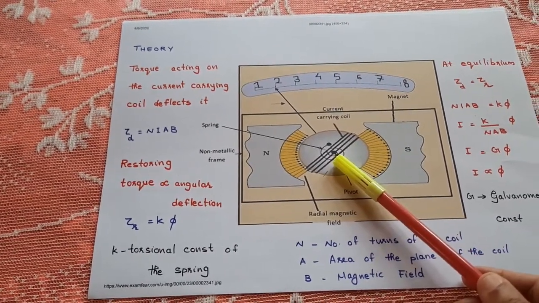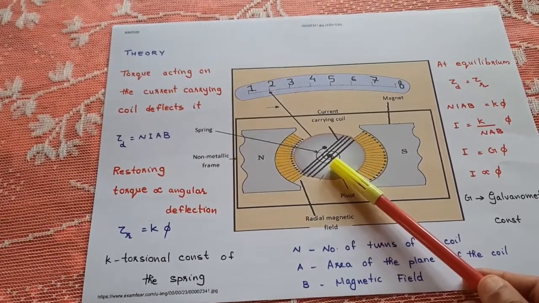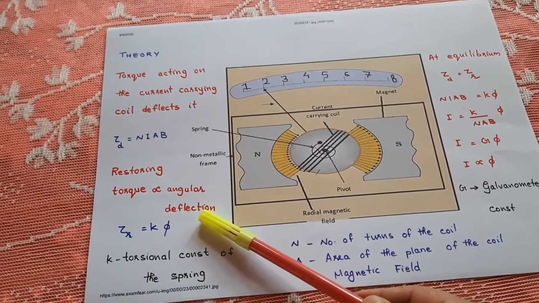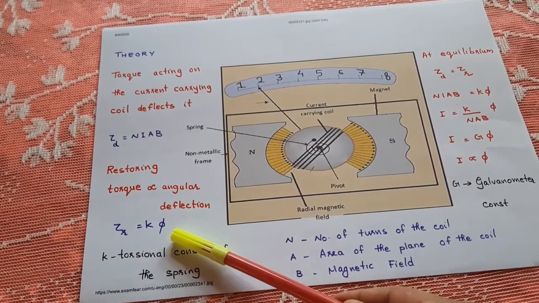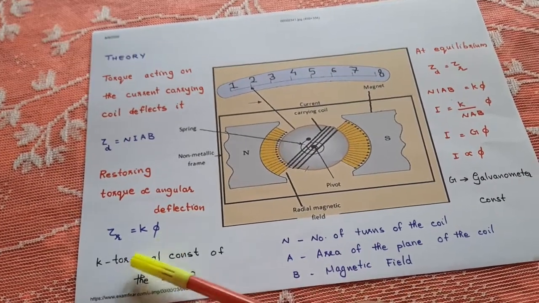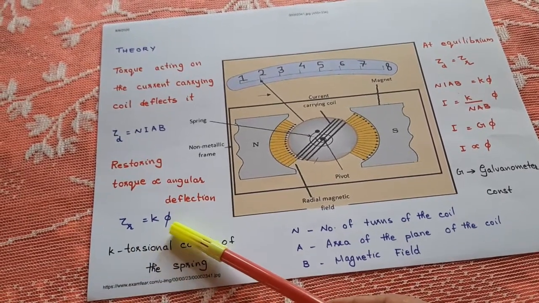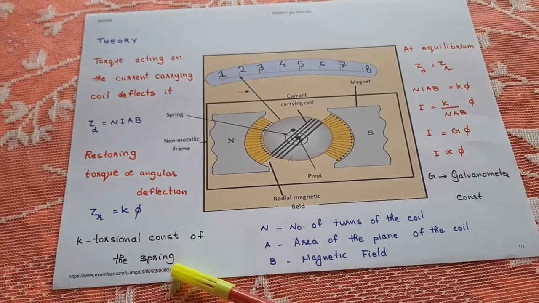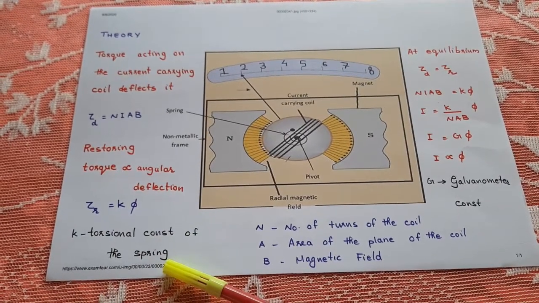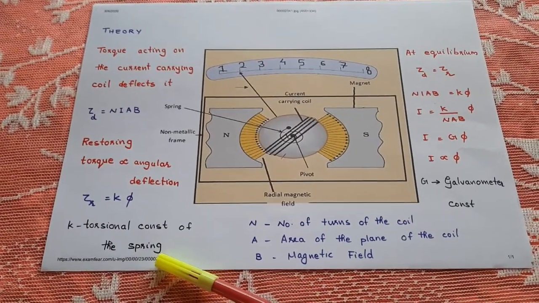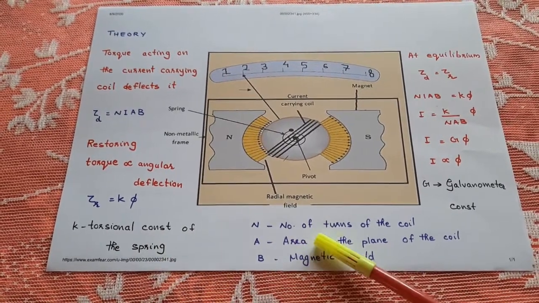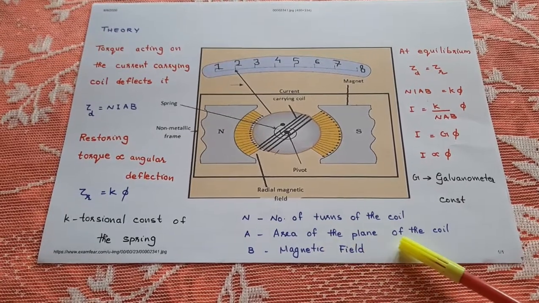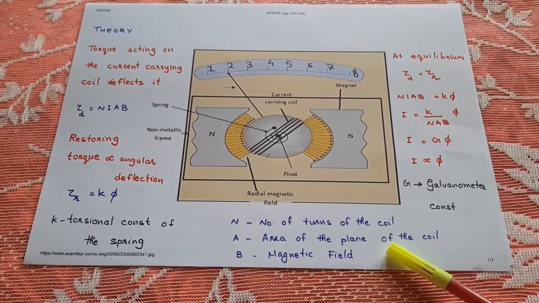As the coil deflects, a restoring torque acts, which is directly proportional to the angle of deflection phi. So the restoring torque is equal to K phi, where K is the torsional constant of the spring or the suspension wire. N is the number of turns of the coil and A is the area of the plane of the coil.